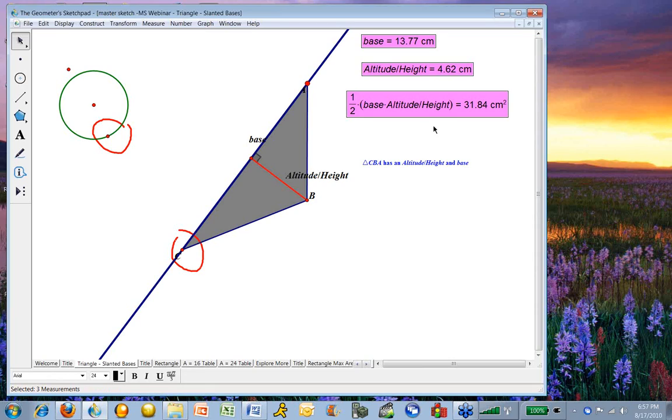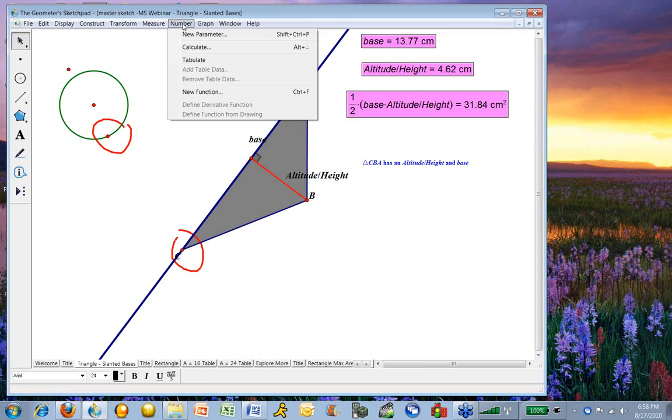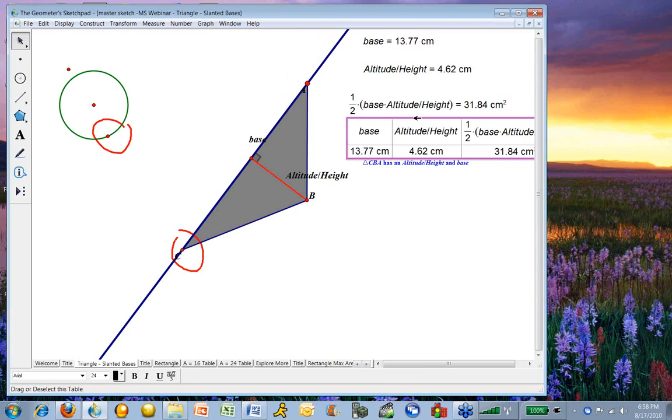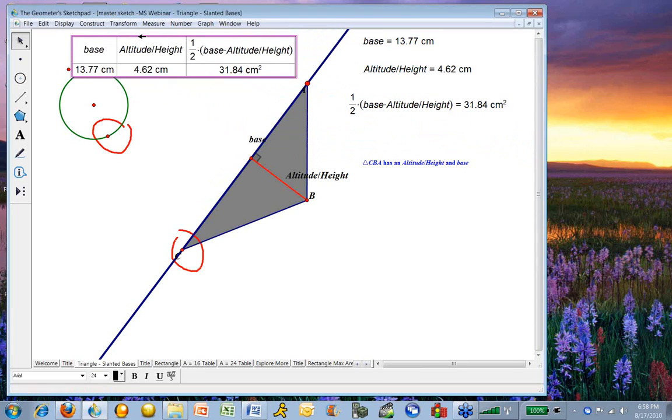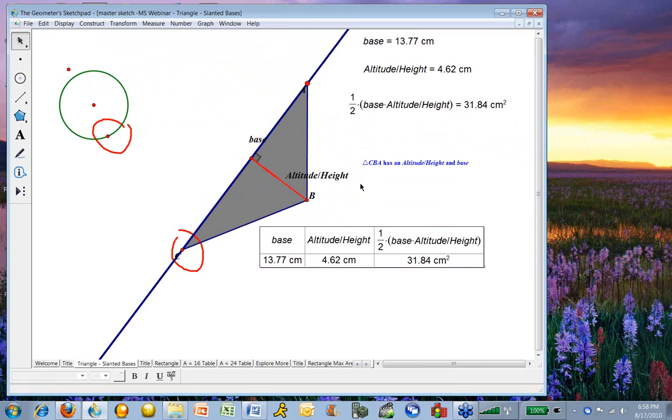So I've selected those 3 items, and in Sketchpad 4, Tabulate is under the Graph menu. But in Sketchpad 5, it's under the Number menu. But it's the same menu item, Tabulate, for both. And I simply click Tabulate, and it automatically creates a table with the 3 things that I selected in it.